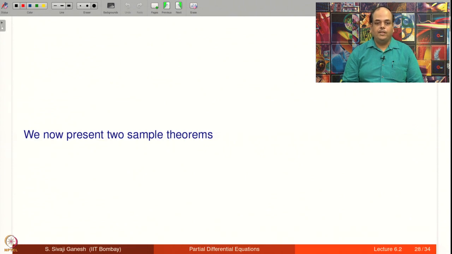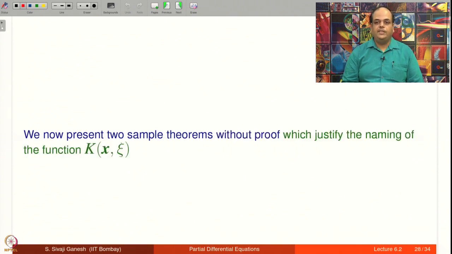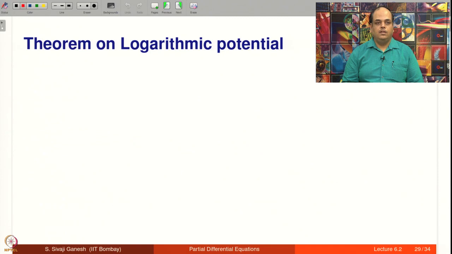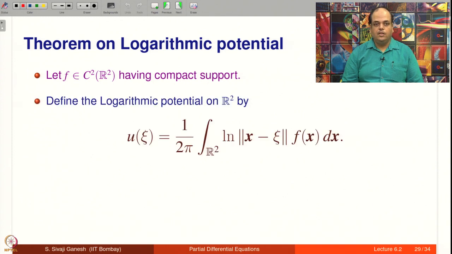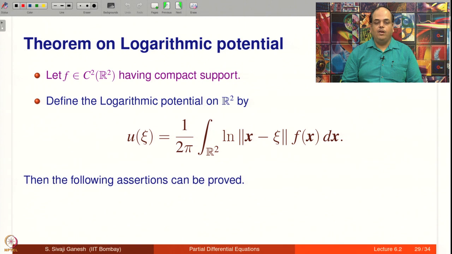We now present two sample theorems without proof, which justify the naming of k of x psi as a fundamental solution. Theorem on logarithmic potential, naming will be obvious once we state the theorem. Let f be a C2 function defined on R2 having compact support. Define the logarithmic potential on R2 by u of psi equal to 1 by 2 pi integral over R2 ln of norm x minus psi f x dx. Then the following assertions can be proved. Of course, we are not proving, that is why I have stated as the following assertions can be proved.